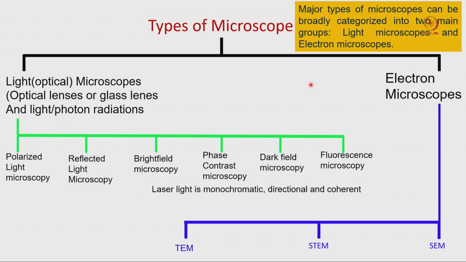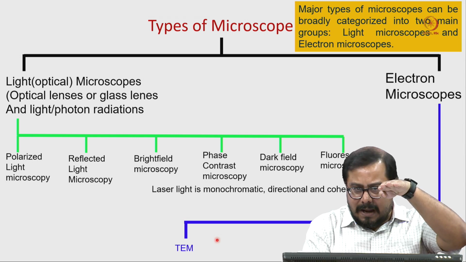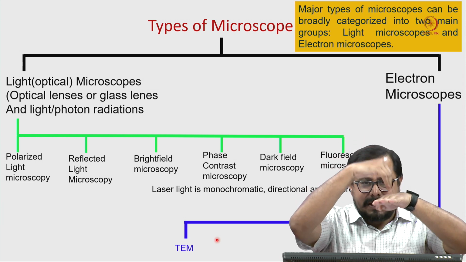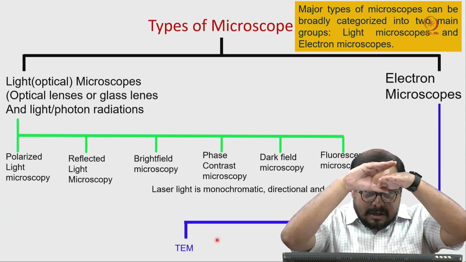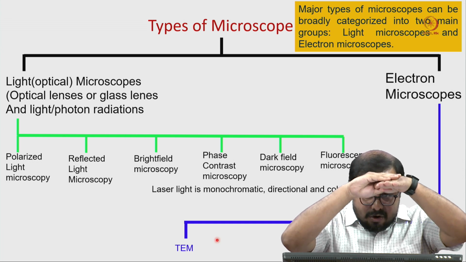How can we classify those systems? Here you can see we have three major classifications. One is TEM. TEM means transmission electron microscope. By name it is clear: the electron beam will be transmitted through your sample and then form an image at the image plane. When the electron beam is transmitted through your sample, that is the reason it is called the transmission electron microscope.